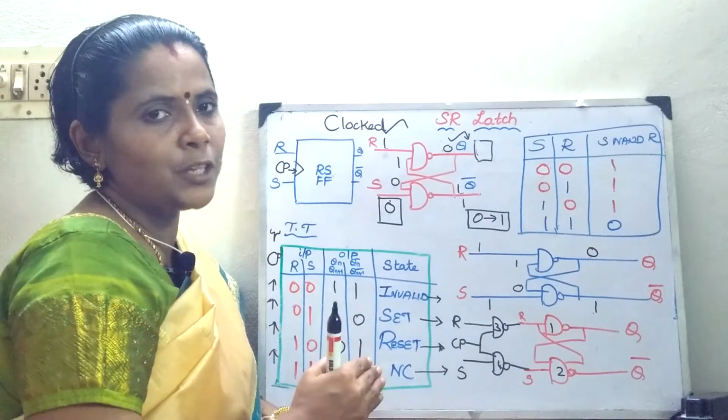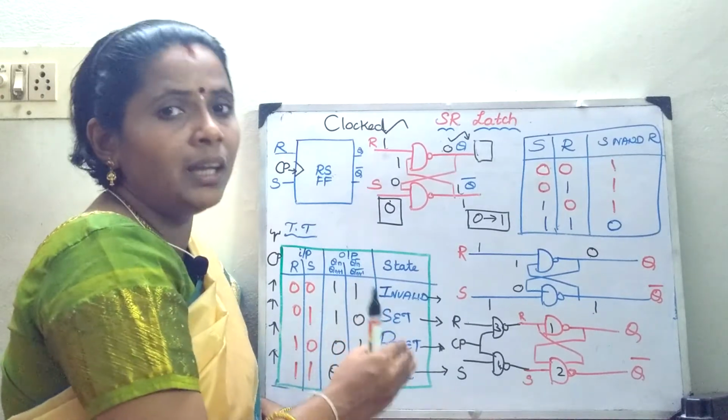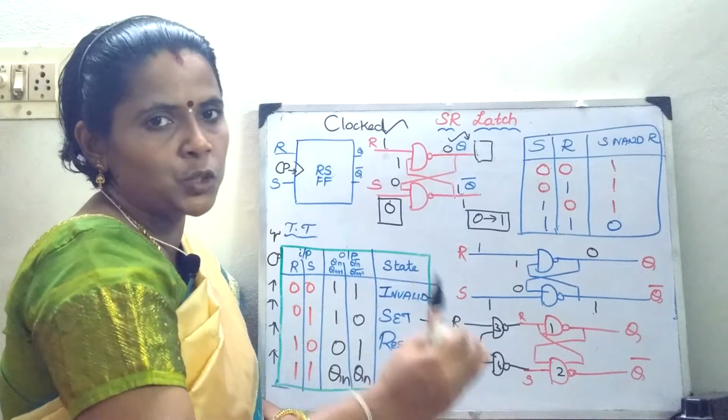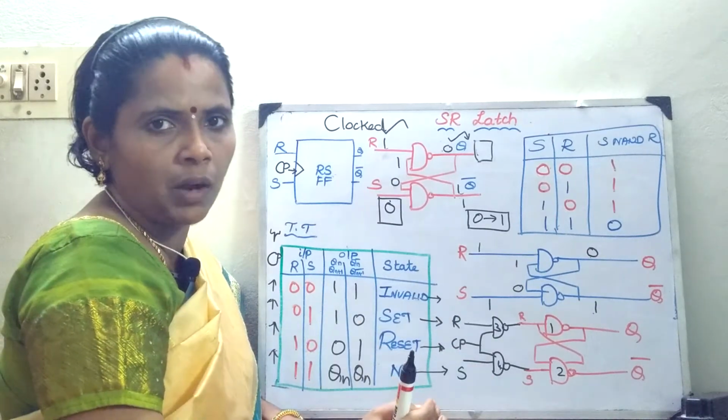So this latch you can control to an extent by using an enable pin. Okay, whenever I give the enable, the latch will work. Enable is 0 means the latch will not work.